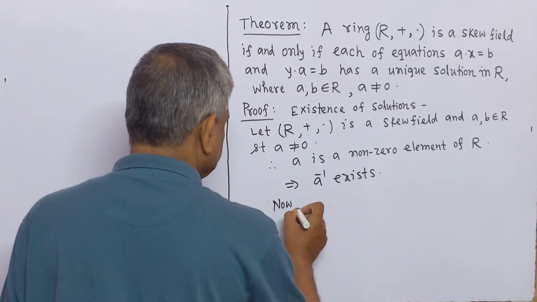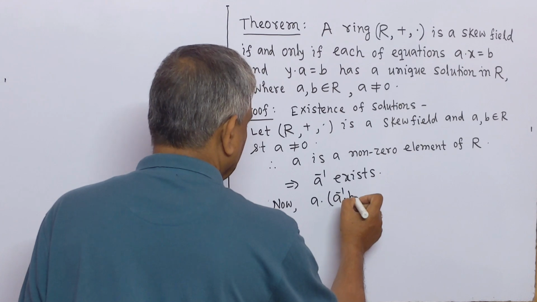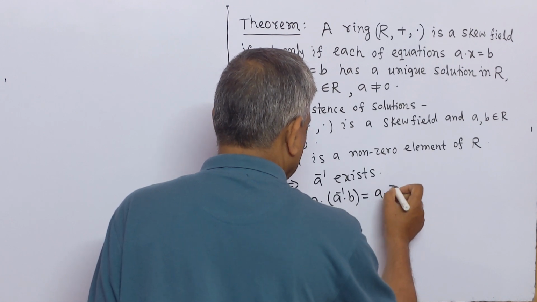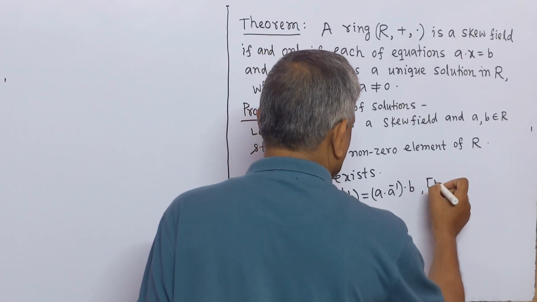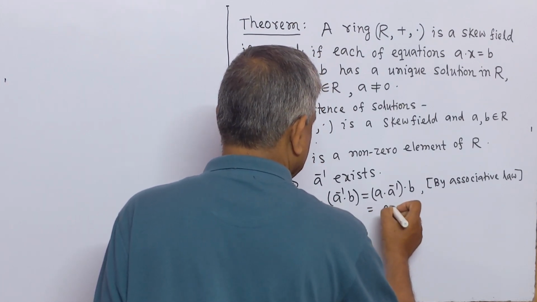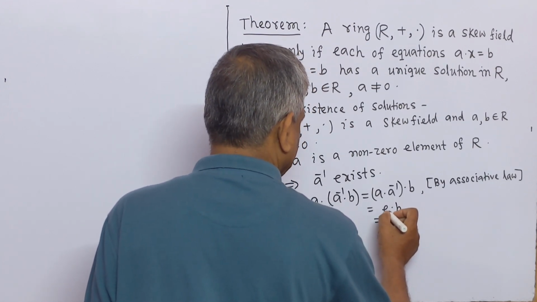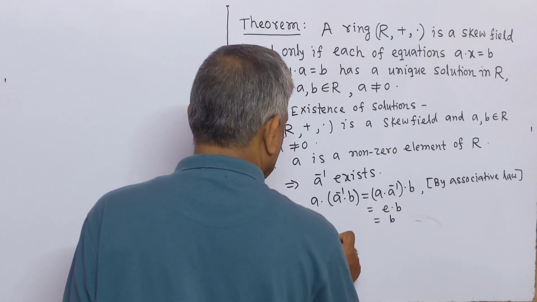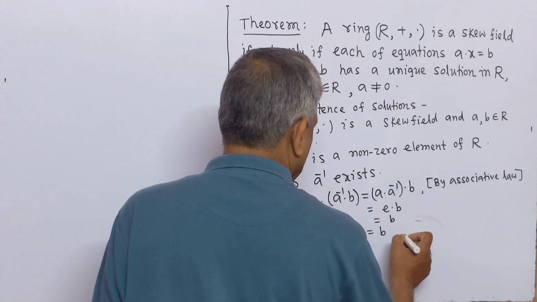Now, A multiply A inverse B equal to A multiply A inverse multiply B by associative law, and this equal to identity element multiply B, and this equal to B. This implies that A multiply A inverse B equal to B. This is number 1.